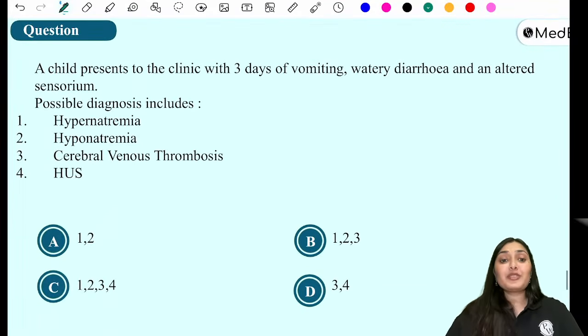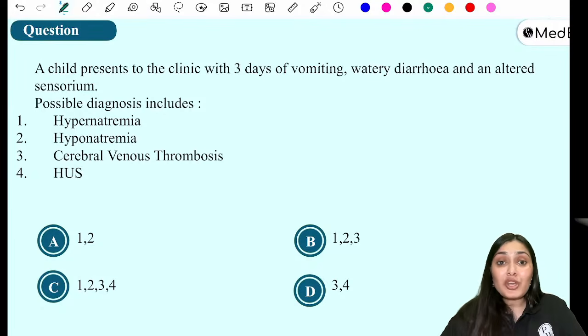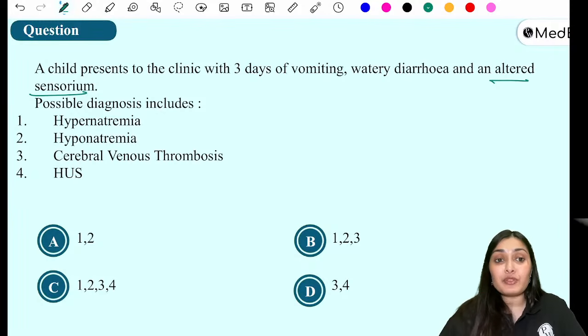Now let's move to the next question, a follow-up question. Again, a child presents to your clinic with 3 days of vomiting, watery diarrhea, and altered sensorium. So a child with loose stools and vomiting now comes to you with altered sensorium. What would be the possible diagnosis? Options we have are hyponatremia, cerebral venous thrombosis, and HUS, that is hemolytic uremic syndrome. So what do you think is the correct answer over here?